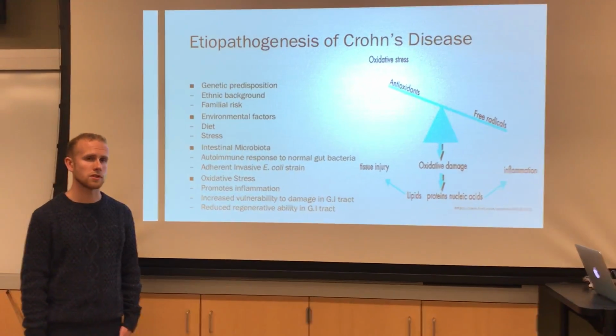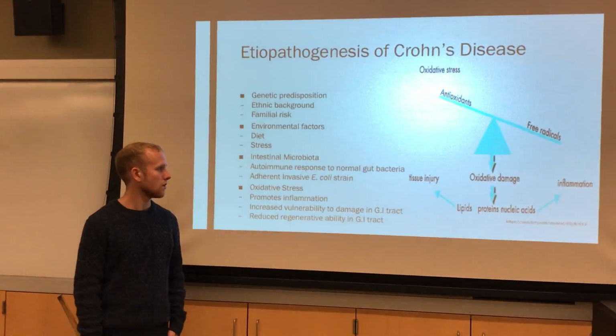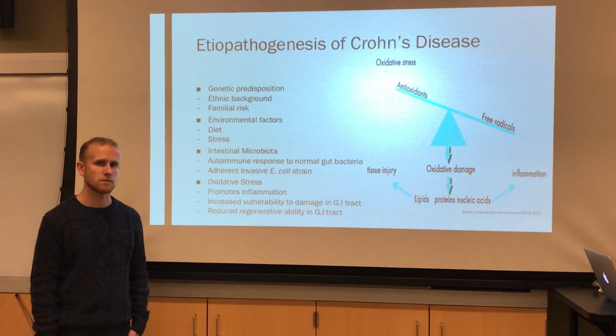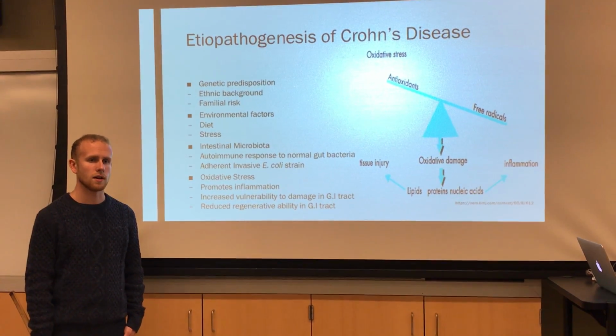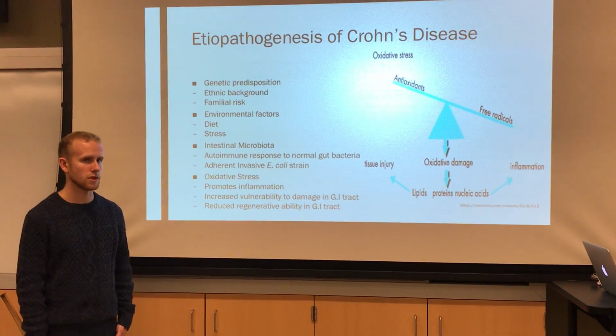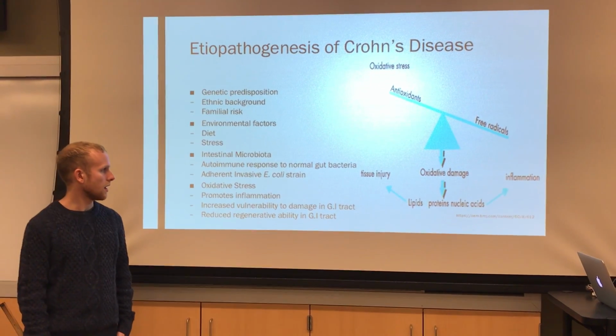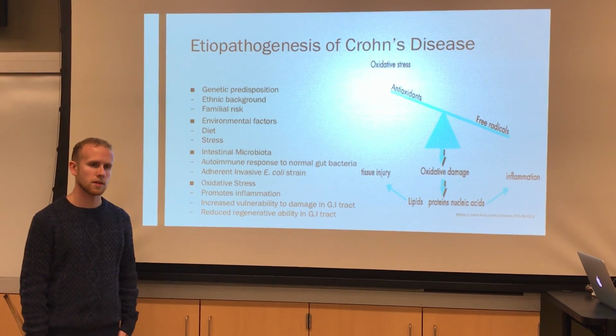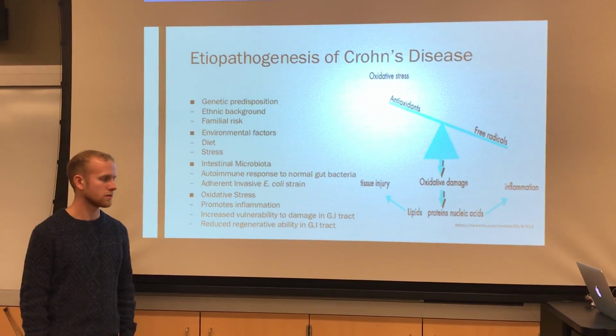The intestinal microbiota is a large part of Crohn's disease, with the autoimmune response being directed against the normal gut flora, which it should not be attacking, resulting in the inflammation characteristic of Crohn's. Adherent-invasive E. coli strains have also been implicated in Crohn's.